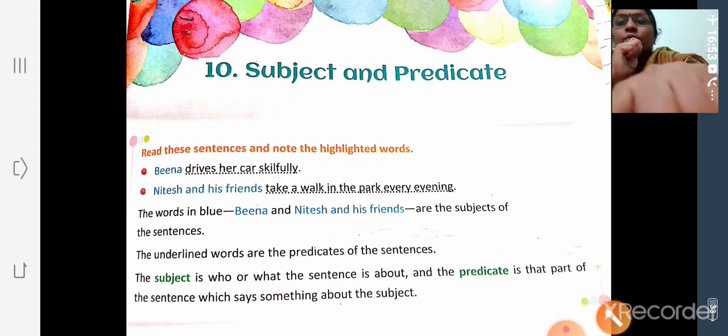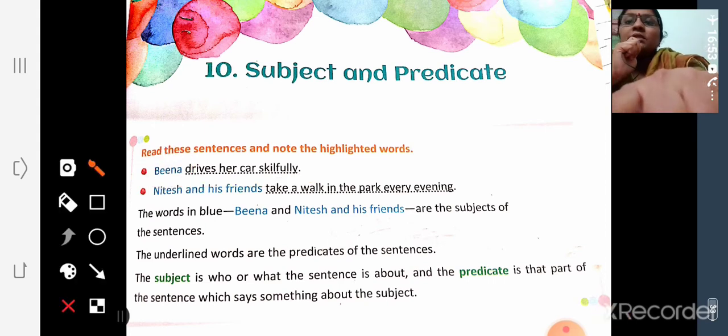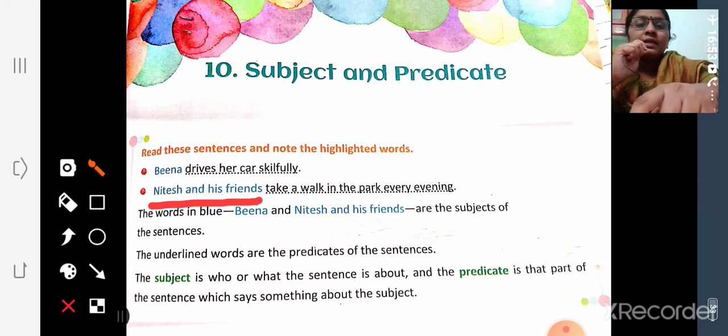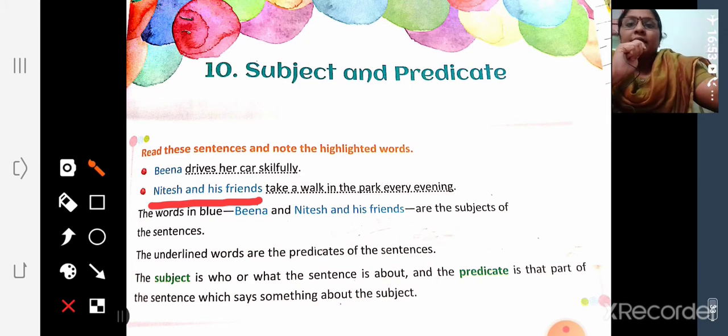Then the second one: Nitesh and his friends take a walk in the park every evening. Nitesh and his friends is the subject, and take a walk in the park every evening is the predicate. The words in blue, Beena and Nitesh and his friends, are the subjects of the sentences.